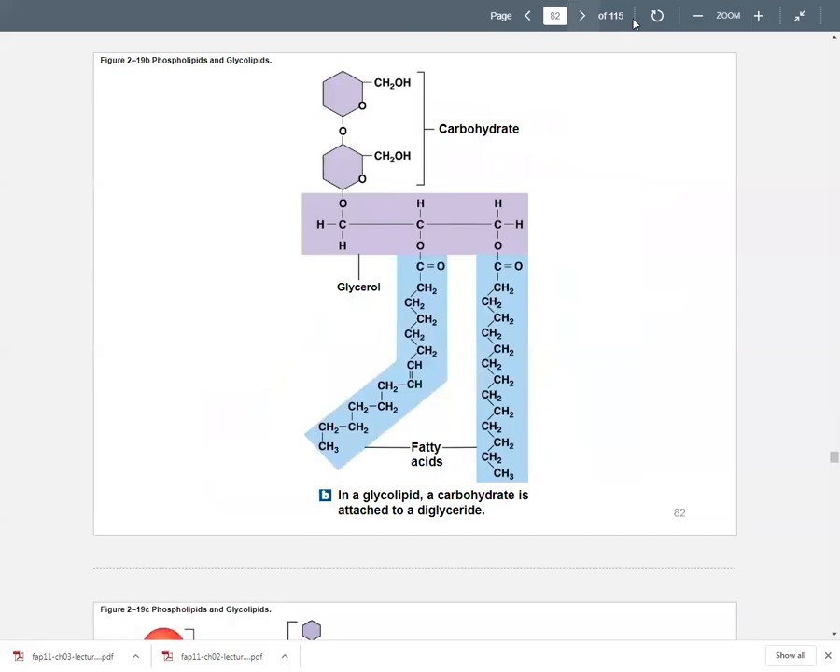This is a glycolipid. So here's the difference. The glycerol is the same, 2 fatty acid chains. Instead of having the phosphate group and the non-lipid group up here, you have a carbohydrate. So that's a glycolipid.